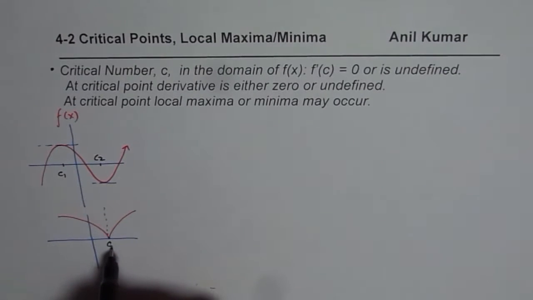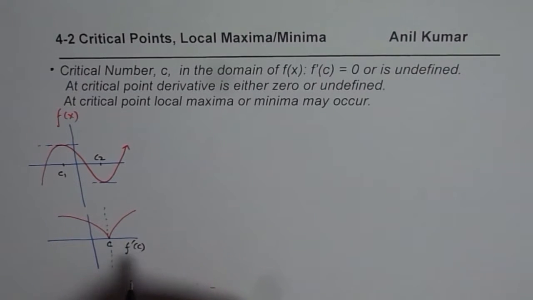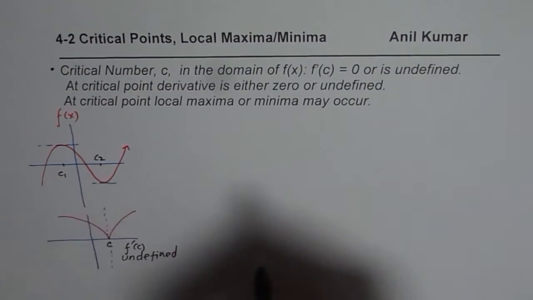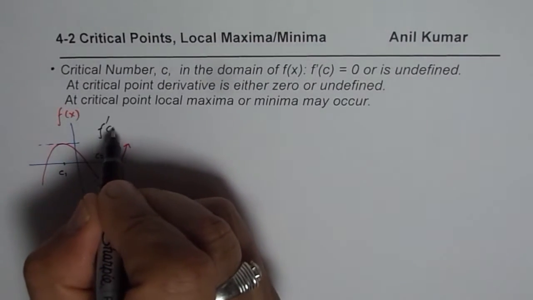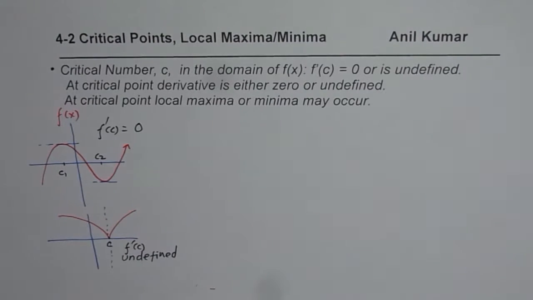Here we have one critical number, because the derivative here, f dash at c, is not defined, as we say undefined. And in this particular case, f dash at c is 0. So in both the cases, whenever you get the first derivative as 0 or undefined, we call them critical numbers.